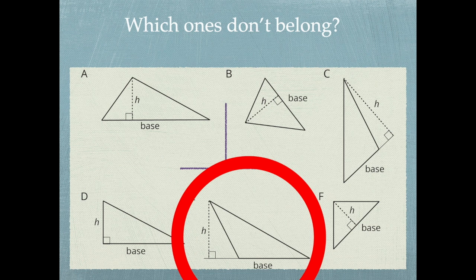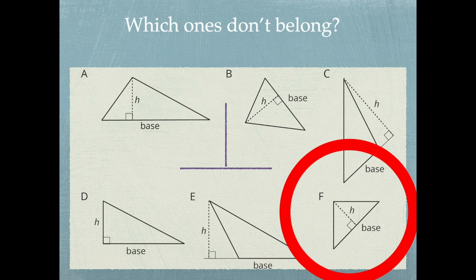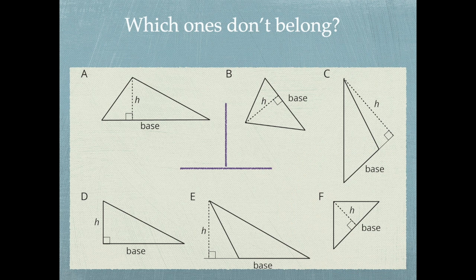E is just like C because the height is on the outside, and that is perfectly correct for a base and a height. The height could be anywhere, inside or outside. It just has to be perpendicular. The base and the height must be perpendicular to each other. Now take a look at F. The base and the height are perpendicular. So when I ask myself which one doesn't belong, I could say D doesn't belong because it's the only one that has height as an edge.